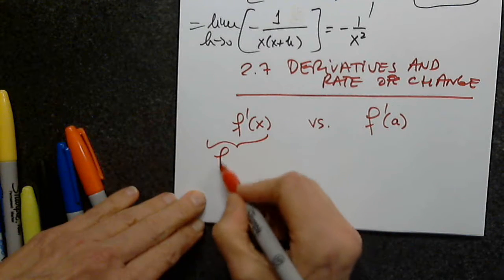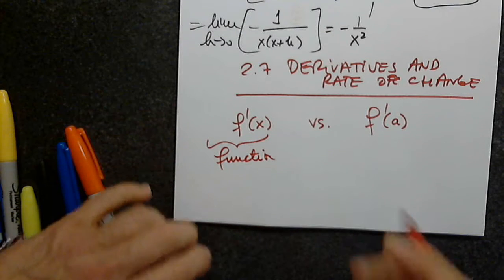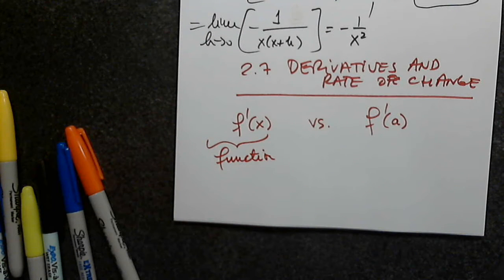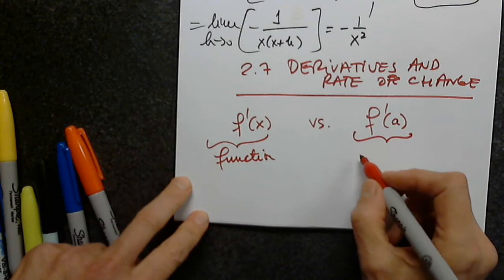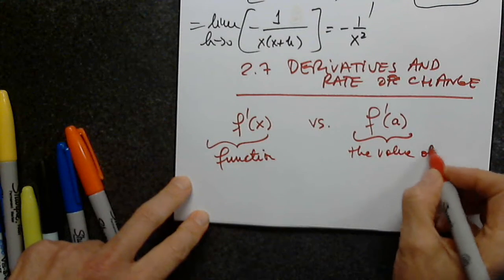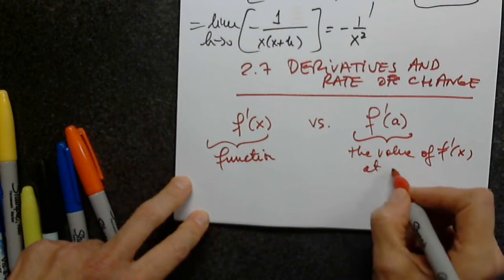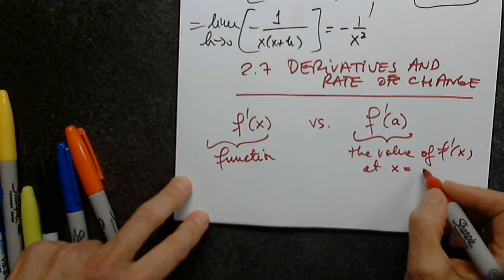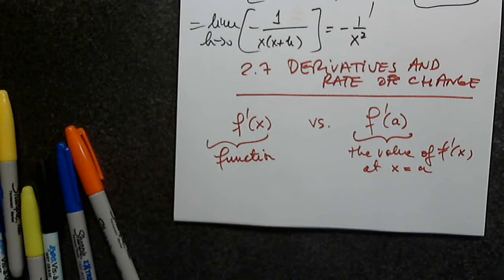So this is a function that gives the slope of the tangent line at any point where the function is what? No, we need something stronger: differentiable. And this one is the value of f prime of x at x equals a. So this is one particular value, one number, not a function. And this is a function, f prime of x.